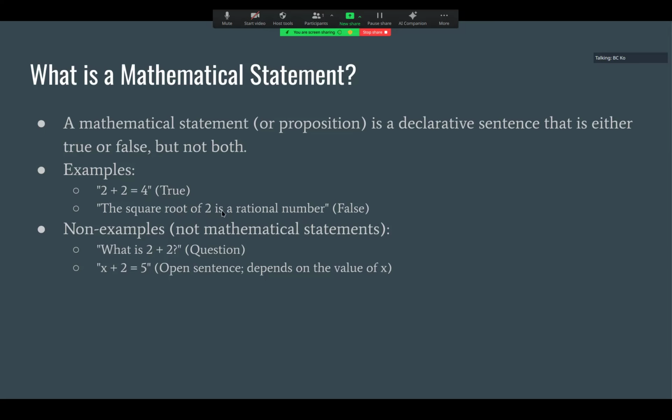However, not all sentences are mathematical statements. For instance, a question like what is 2 plus 2 is not a statement. It is a question. Similarly, x plus 2 equals 5 is an open sentence because its truth depends on the value of x. So if x is 3, the statement is true. If x is any other number, the statement is false.